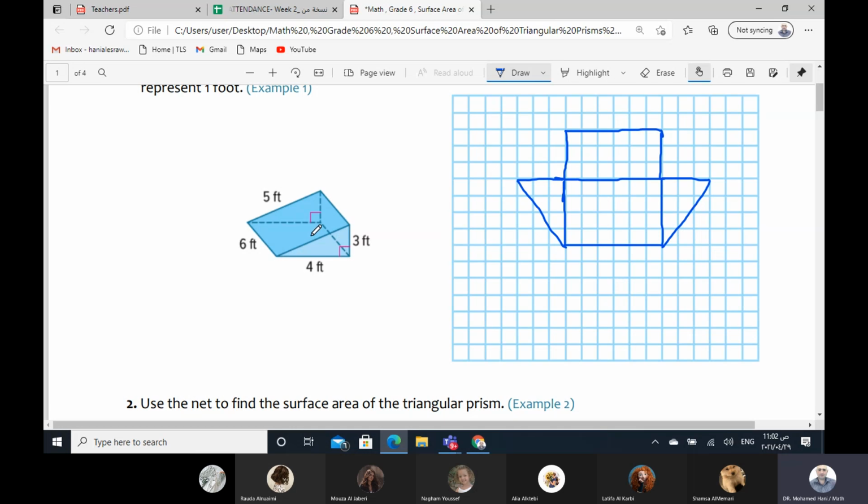Then here we have the top, 6 and 5. Here we have 6, draw 5. 1, 2, 3, 4, 5. So this is the net of this triangular prism.